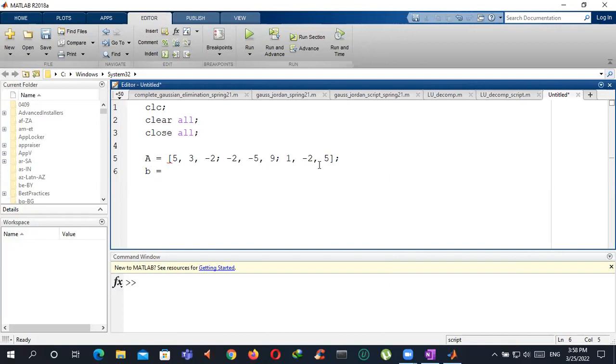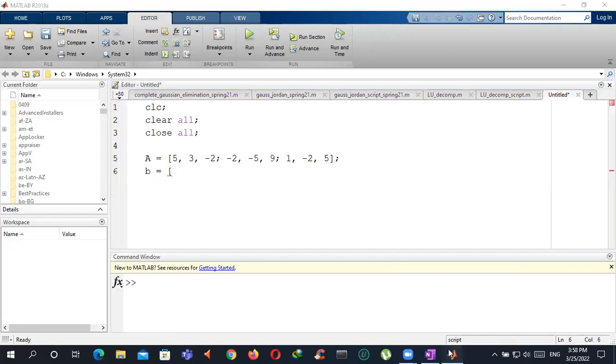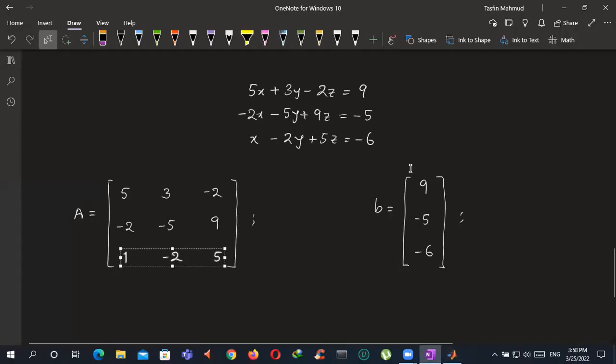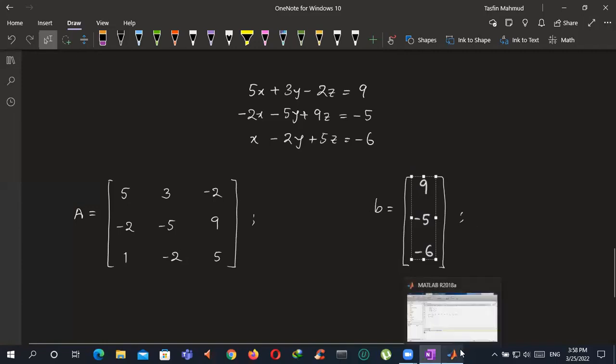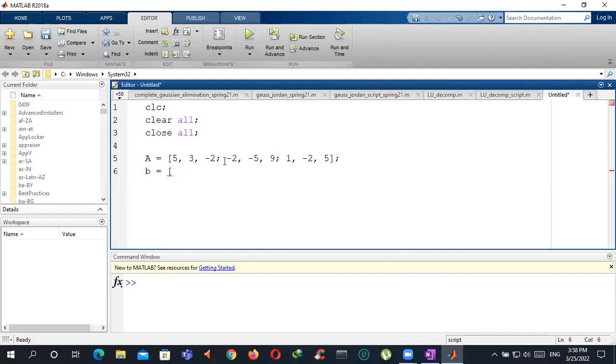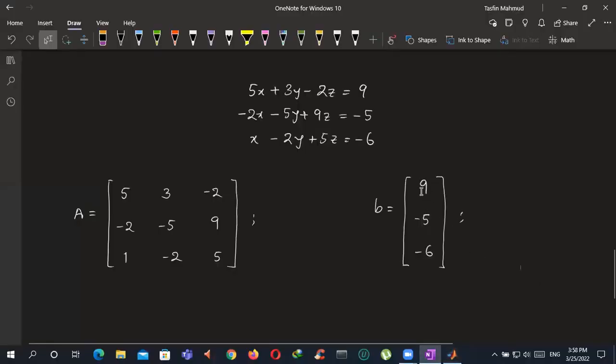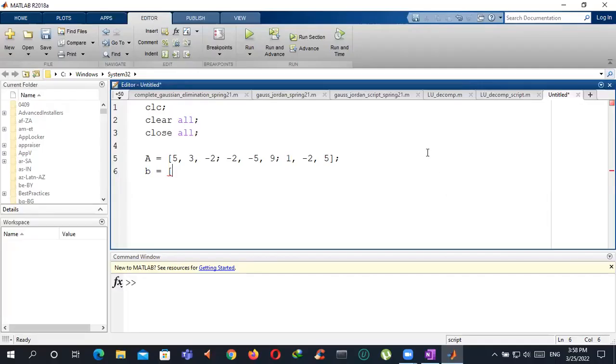And for the constant matrix, can anyone say how I should write this constant matrix? We have 9, minus 5, and minus 6. They are in column format. So can anyone say how I should write this B matrix in MATLAB? We have 9, minus 5, and 6. Sir, can we go 9, then semicolon, minus 5? Exactly, exactly. Thank you.